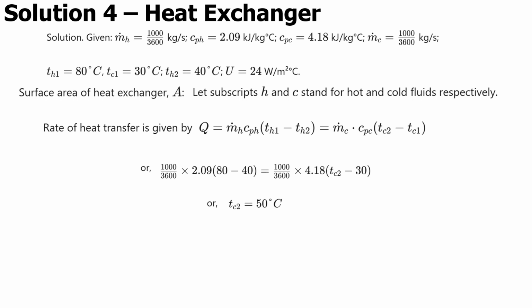Now let's consider the choice of heat exchanger type. We have calculated that the cold fluid outlet temperature, TC2, is 50 degrees Celsius. This temperature is higher than the hot fluid's outlet temperature, TH2, which is 40 degrees Celsius. This condition, where the cold fluid exits at a temperature higher than the hot fluid's outlet temperature, is only possible in a counterflow arrangement. Therefore, a counterflow heat exchanger must be used.